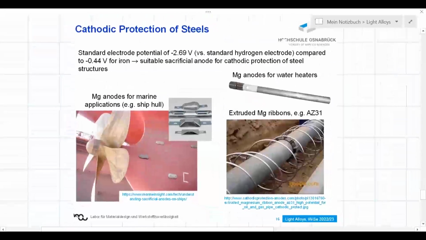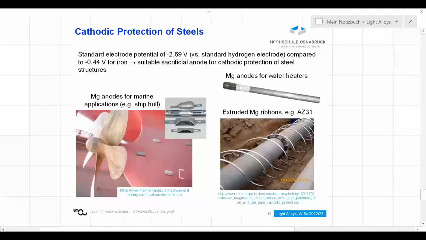And this is the final slide. Magnesium is an element which sits at the bottom of the electromotive series. It has a very low standard potential compared to the majority of metals and also compared to steels. It has a much lower potential compared to pure iron. With iron, we have minus 440 millivolts. With magnesium, we have almost minus 3 volts. It makes it possible to use magnesium as a sacrificial anode for protection of steel structures.